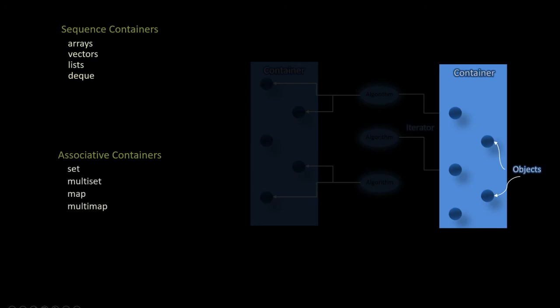Containers in the STL fall into 2 main categories: sequence containers and associative containers. Sequence containers are arrays, vectors, lists, and deques. And associative containers are set, multiset, map, and multimap.